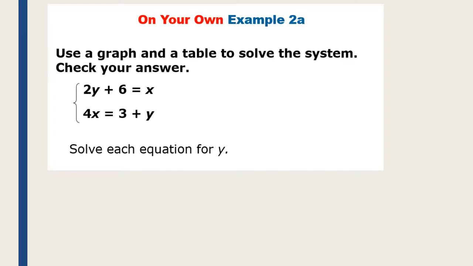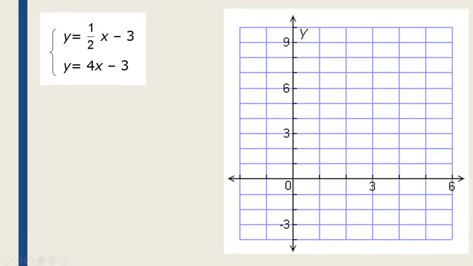Okay, welcome back. I hope that when you solved each of your equations for y, you came up with y equals 1/2 x minus 3 and y equals 4x minus 3. So that was pretty easy. So now that we have it in slope-intercept form, we can graph it. Again, when x is 0, y is negative 3. And this tells us our slope is rise 1, run 2.